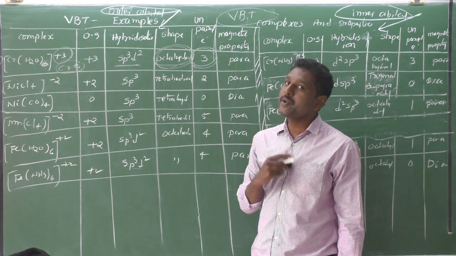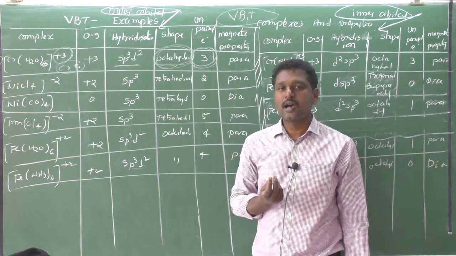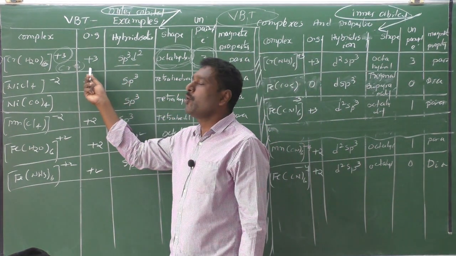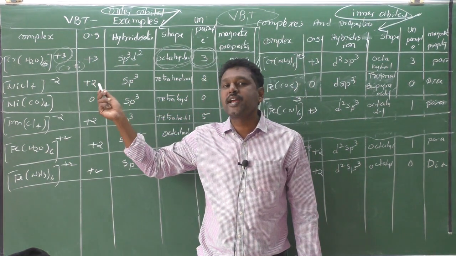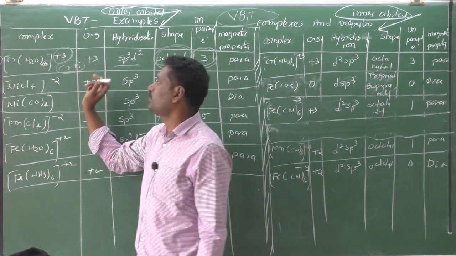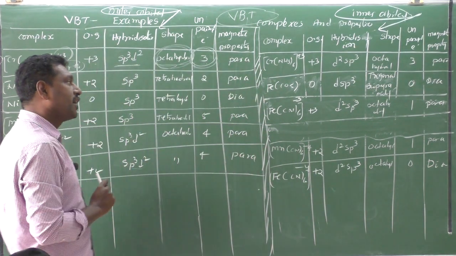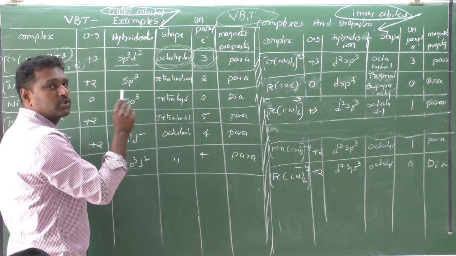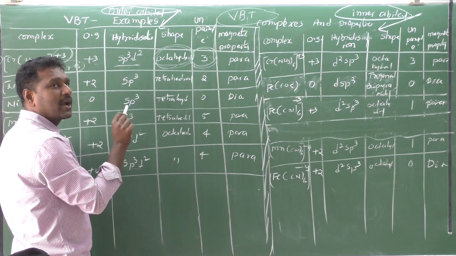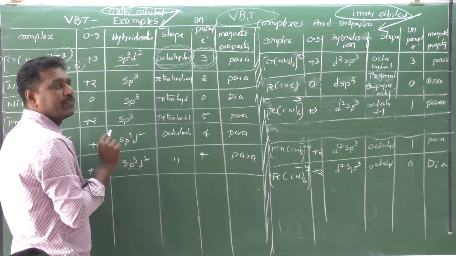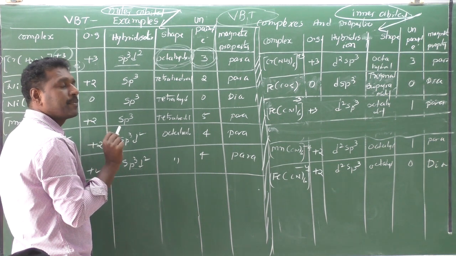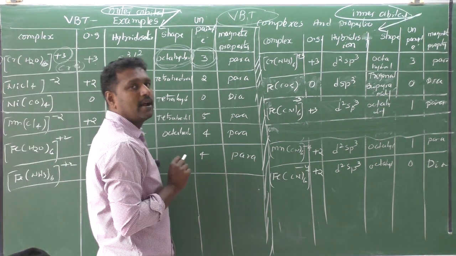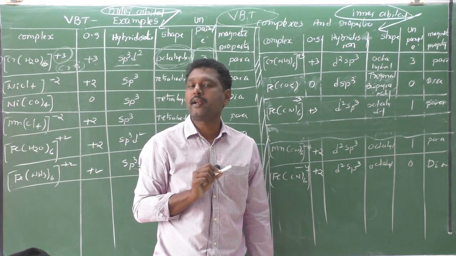So here high spin means it has unpaired electrons, here 3. How 3? Because the chromium oxidation state is +3 here. Therefore, from 3d5 4s1, 1 electron from the s orbital and 2 electrons from the d orbitals are removed. After removing these electrons, it has 3 unpaired electrons.